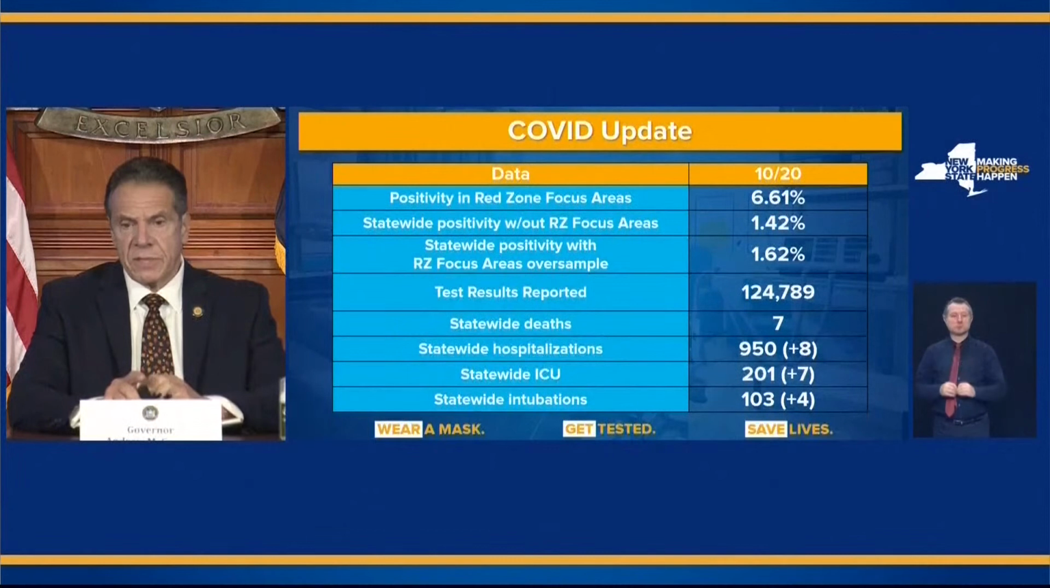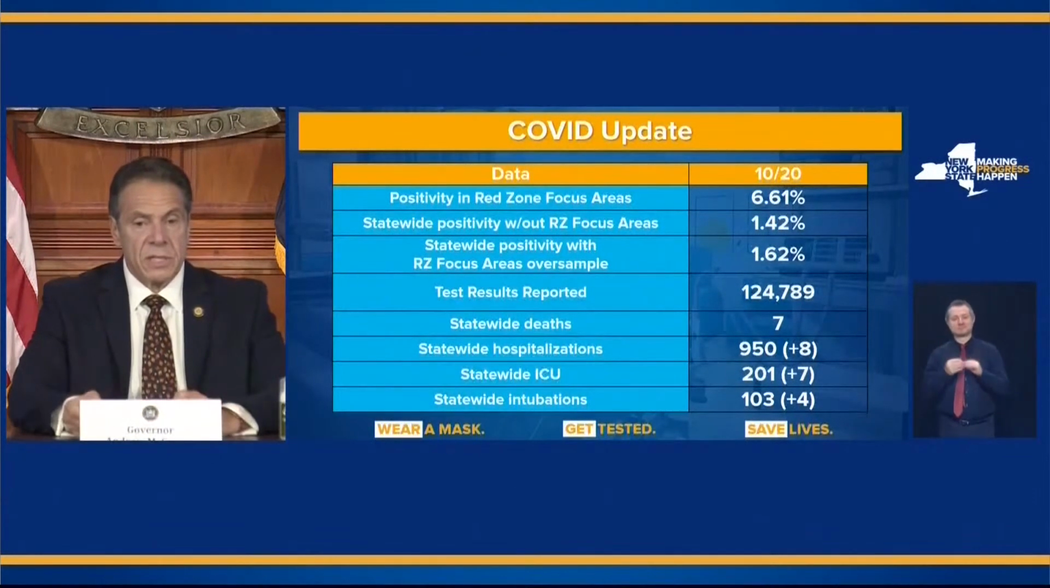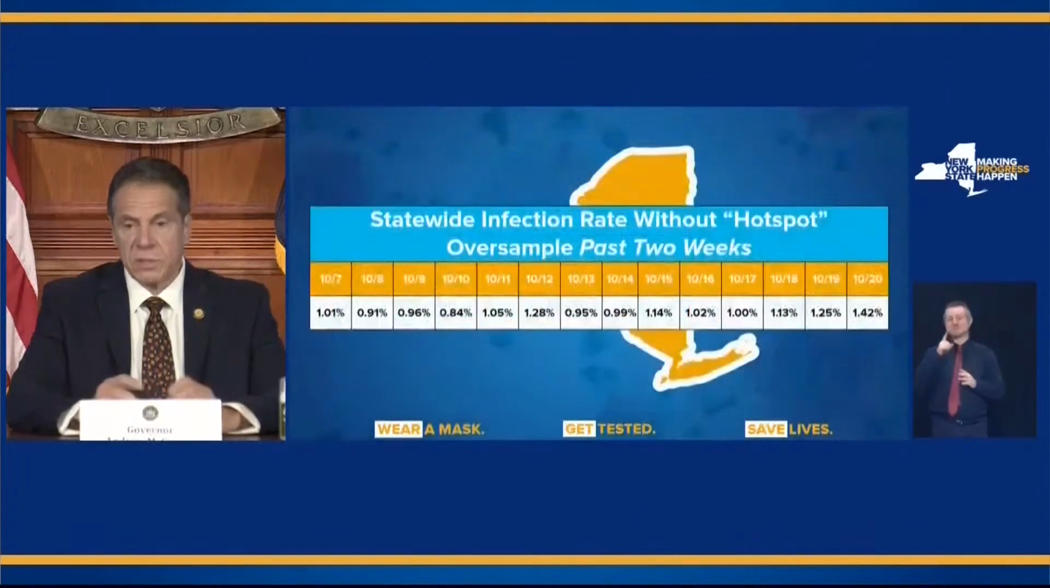These are the overall numbers. Red zone positivity 6.6, statewide without the red zones 1.4, with 1.6. 7 New Yorkers passed away. They're in our thoughts and prayers. State hospitalization 950, ICU 201, intubations 103. This is what the state looks like, taking out the oversample of the hotspots for the past 2 weeks.